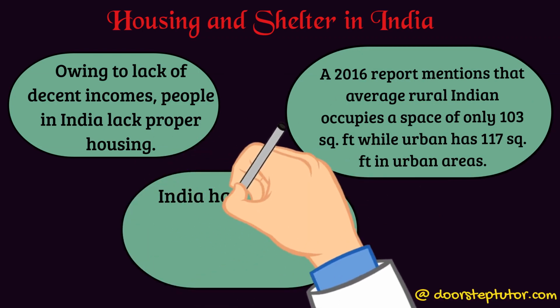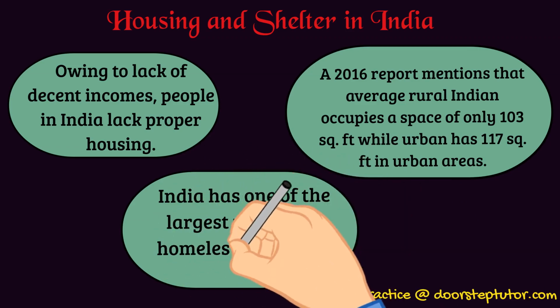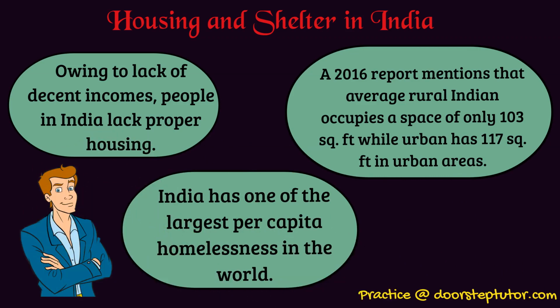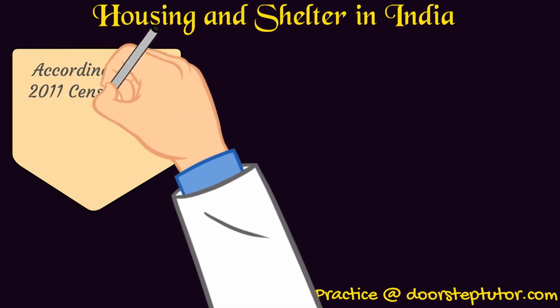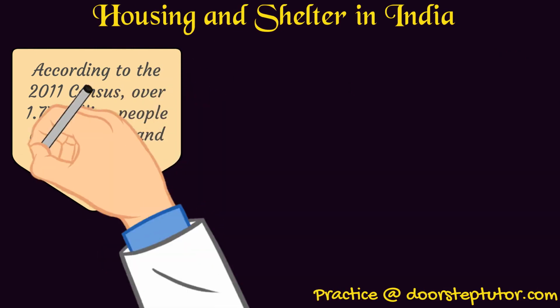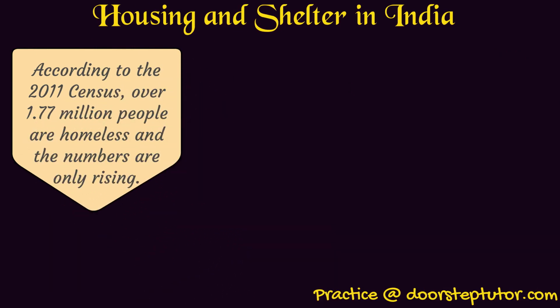India sees one of the largest number of cases of building collapses. It also has one of the largest per capita homelessness in the world. According to the 2011 census, over 1.77 million people were listed under the homeless category, and the numbers are only rising. According to civil society organizations, these official numbers are not accurate and the numbers are much higher.